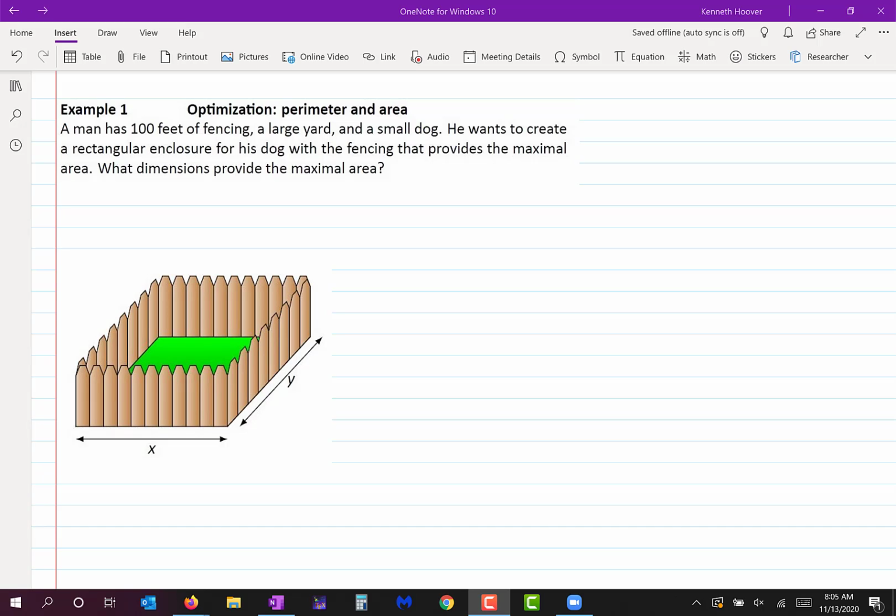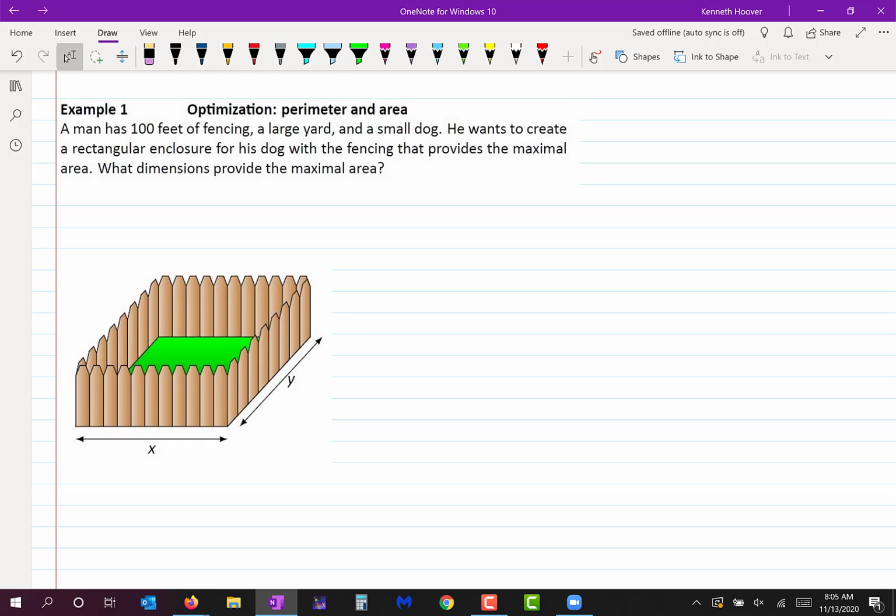It says, a man has 100 feet of fencing, a large yard, and a small dog. He wants to create a rectangular enclosure for his dog with the fencing that provides the maximal area. What dimensions provide the maximal area? Okay, so here's what we're going to do. We have a picture right there, but let's make it just a little bit simpler.